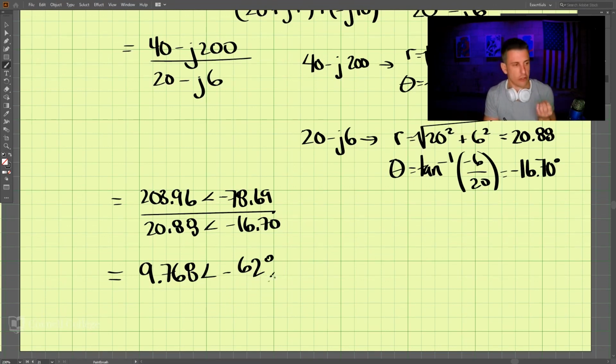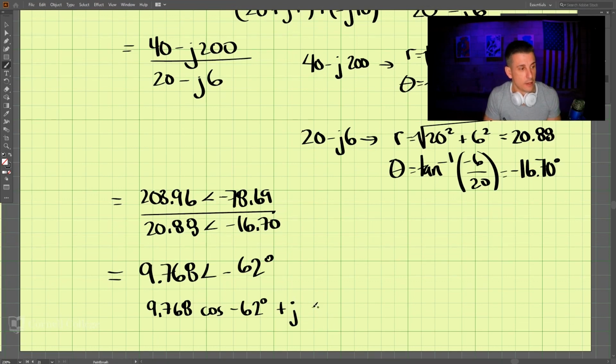So now that we have this answer here, let's convert that back to our Cartesian coordinates, or our real and imaginary coordinates. So we have the real portion is 9.768 cosine of negative 62 degrees. And then plus J 9.768 sine of negative 62 degrees.